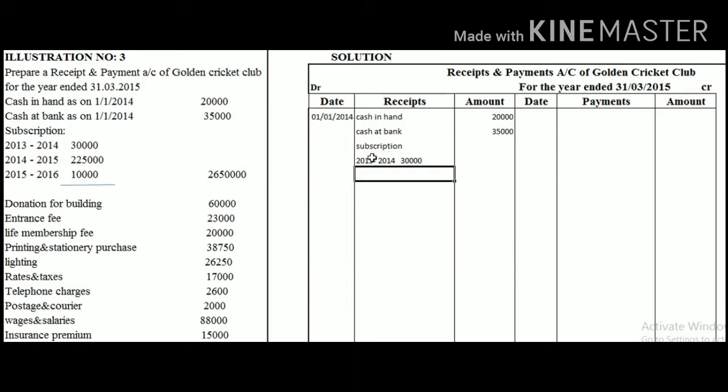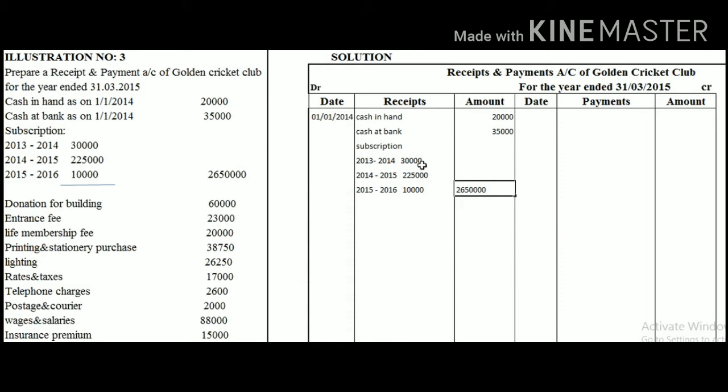And next year is 2014 to 2015. The amount is 2,25,000. And next year is 2015 to 2016. Amount is 10,000. And in the outer column you have to write the total amount of subscription. The total amount of subscription is 2,65,000.